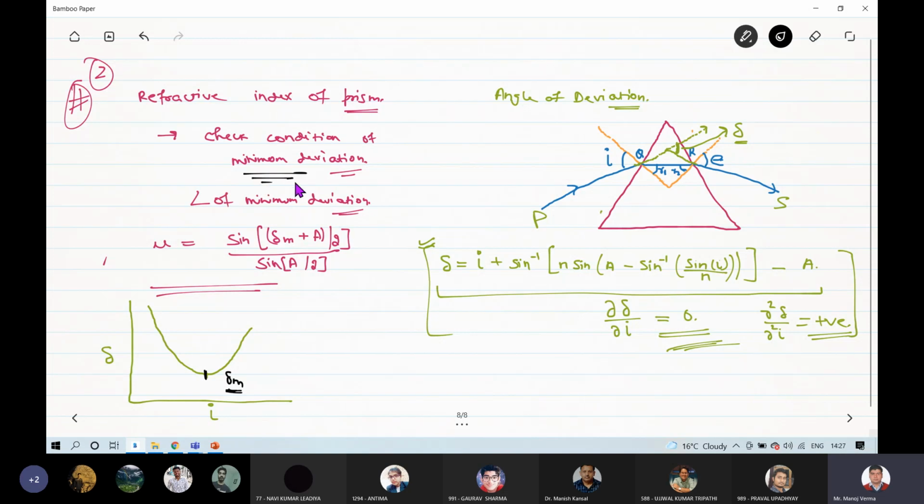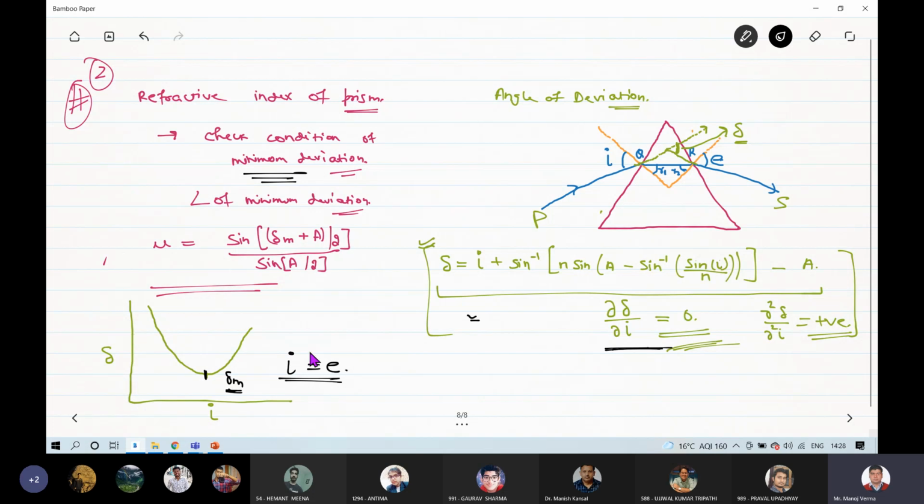this condition of minimum deviation tells us that at this particular condition, I is equal to E. The angle of emergence is equal to angle of incidence. So yes, theoretically, instead of solving this expression, I will just practically see how this deviation will change with respect to I. And at the point of minimum deviation, I will assume that my angle of incidence is equal to angle of emergence.